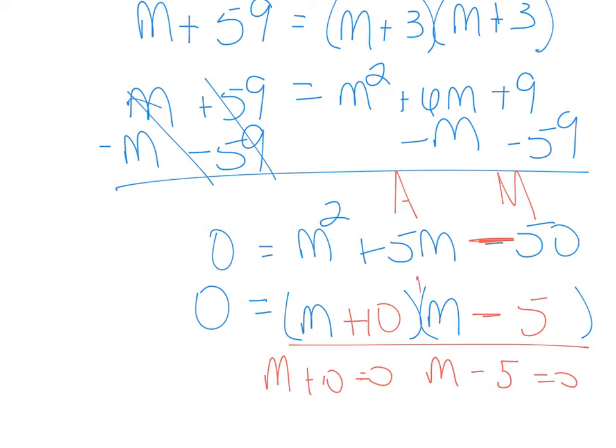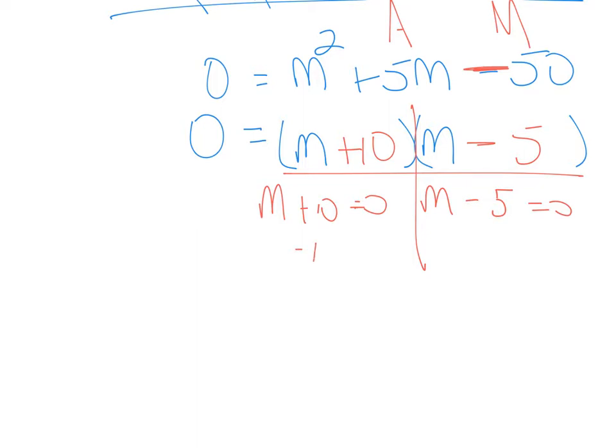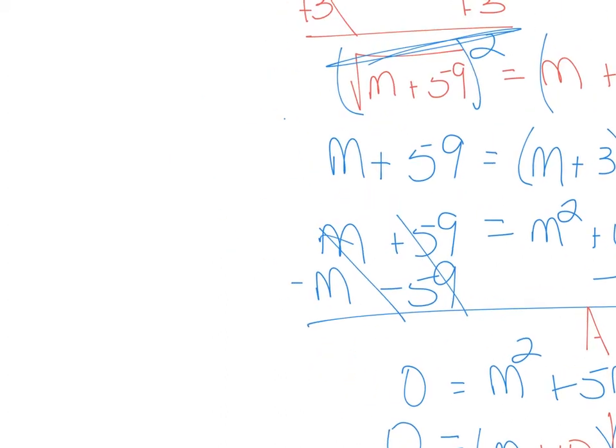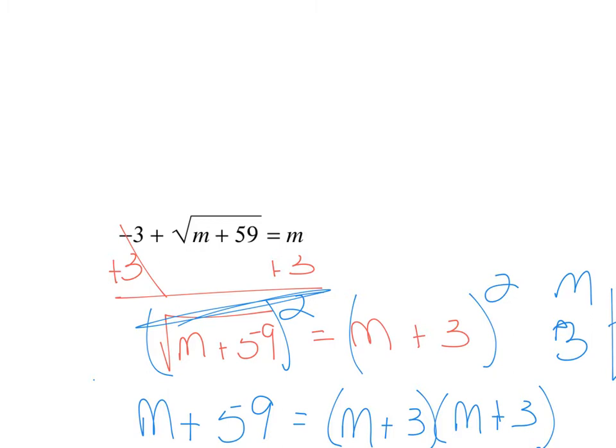If you remember back in Algebra 1, you make a little T-chart. So I'm going to subtract 10, and I get m equals negative 10, and I'm going to add 5. So I end up getting m equals 5, because 0 plus 5 is 5. So now I have two answers, negative 10 and 5, but I need to check them because we can end up getting answers that do not work. So I'm going to check my answers up here. I have to check negative 10, and I have to check 5.